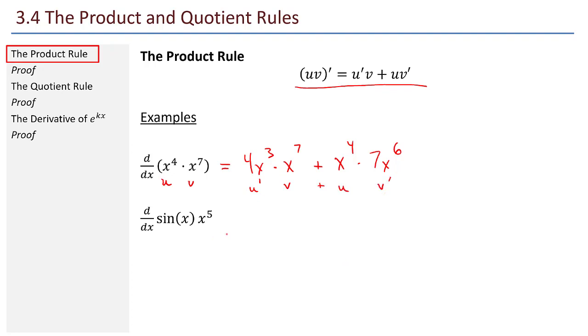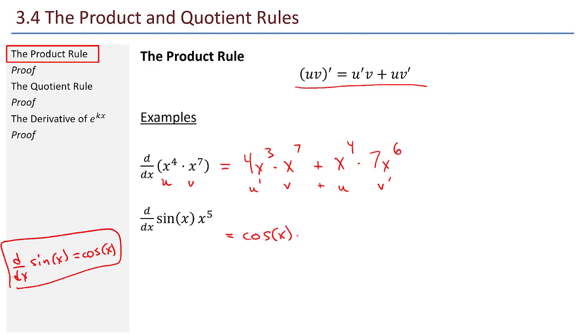How about this next example? Now, we haven't discussed the derivative of sine x. It turns out that the derivative of sine of x equals cosine of x. So with that in mind, how will we do the second derivative? Well, like before, I take the derivative of the first factor, cosine of x, times the second, plus the first factor times the derivative of the second. And that's it. That's how the product rule works.